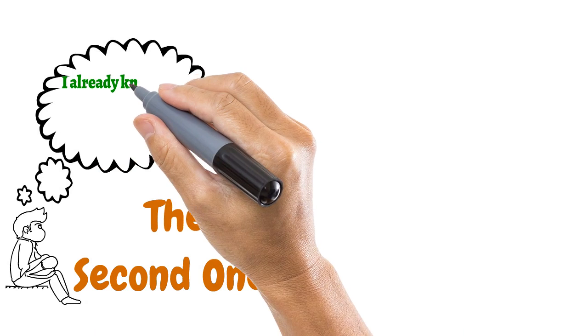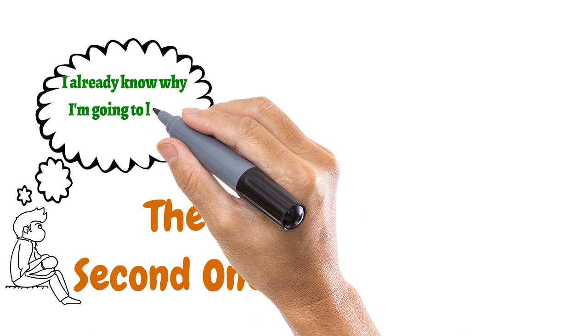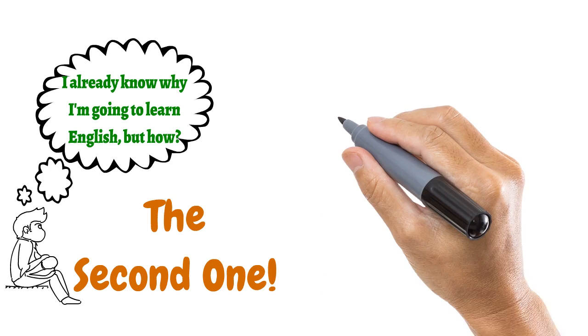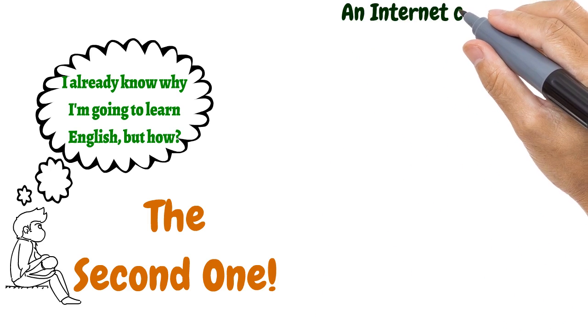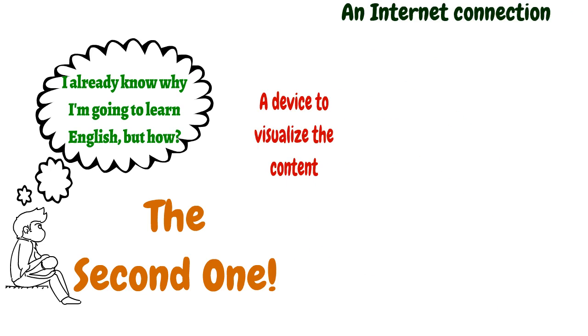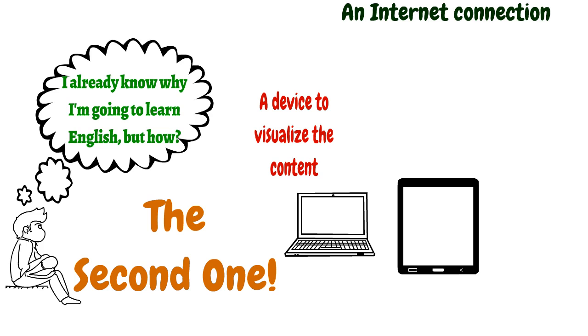The second thing that is necessary is the means to learn English. In this channel, I want to show how to utilize current technology to learn more quickly and more effectively. So, something really important will be an internet connection and a device to visualize the content that you can download from the internet. For example, a computer, a tablet, or a smartphone.